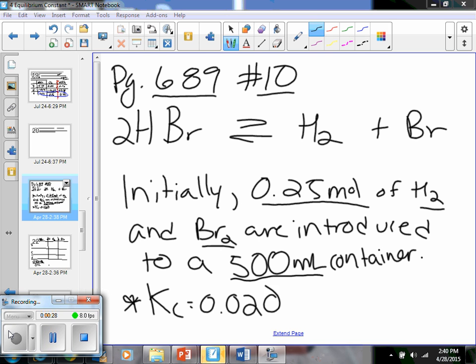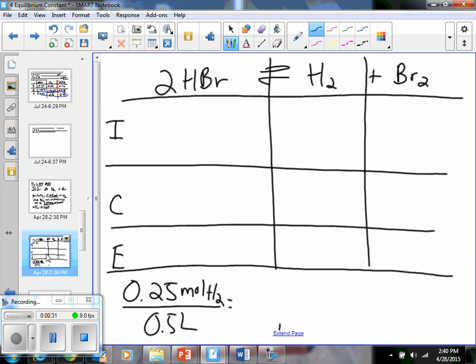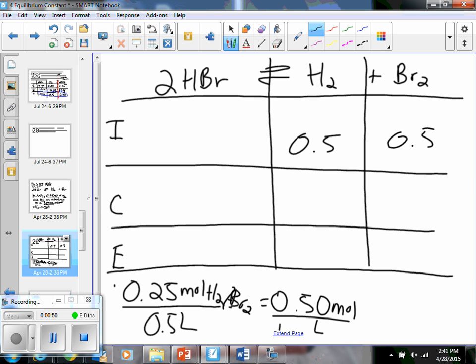So we still have to set up an ice table, which is going to look like this. And then we want to convert the 0.25 moles of H2 and Br2, this is for both, into moles per liter. So this will give us 0.5 moles per liter. So we'll sub in 0.5 and 0.5. Initially it doesn't mention anything about the hydrogen bromide, so we can assume that this is 0. This is the only information that we're given in the question besides the value for Kc.